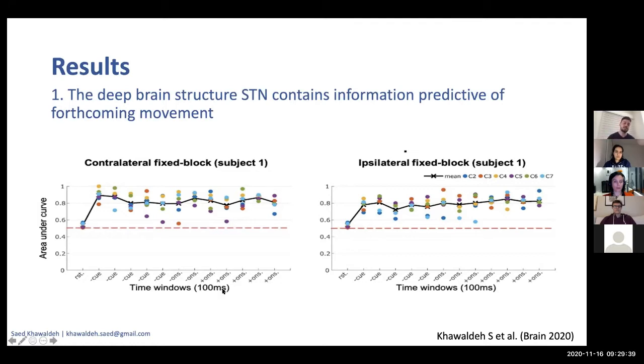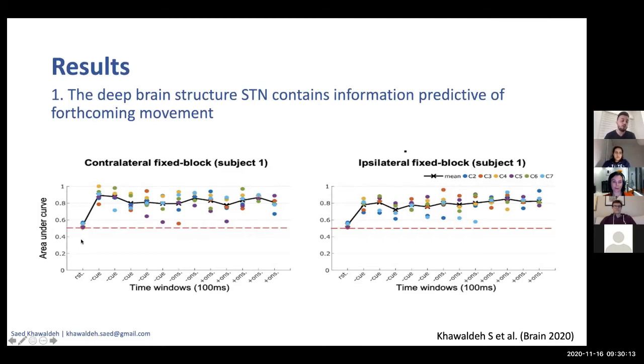And the plus onset is the period after the patient has started the execution of the movement, either a hand movement or a leg movement. And what you can see here, every single dot represents one contact. Here we show the directional contacts, which are the sensors, and we have the mean in black. So for the fixed block paradigm, in the rest period, we're getting something around 50%, which is random classification of upper versus lower limb movement.